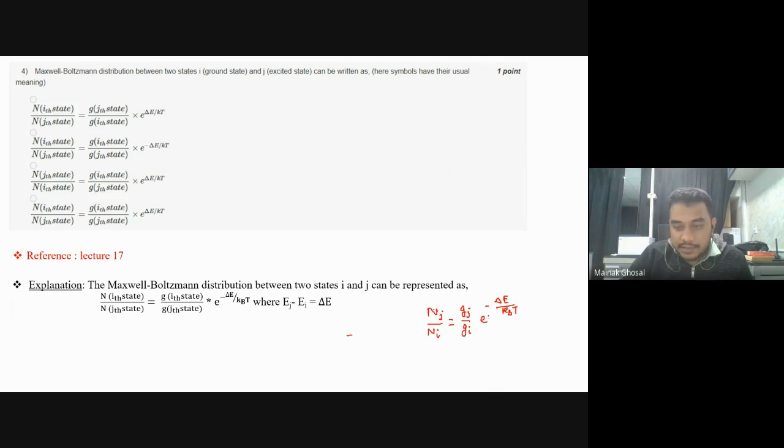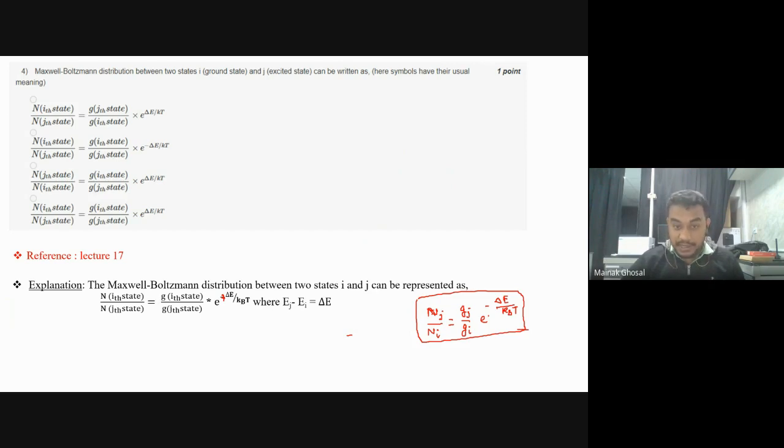So this is the Maxwell-Boltzmann distribution. Nj by Ni is equal to Gj by Gi e to the power minus kBT. Okay, this will be plus, sorry. So this is the Maxwell-Boltzmann distribution. That's Nj by Ni should be equal to Gj by Gi into e to the power minus delta E by kBT.